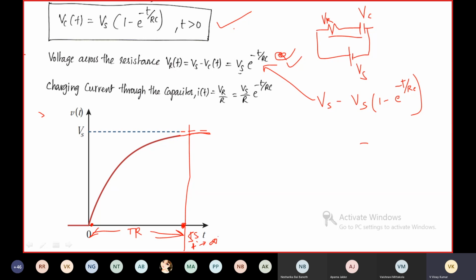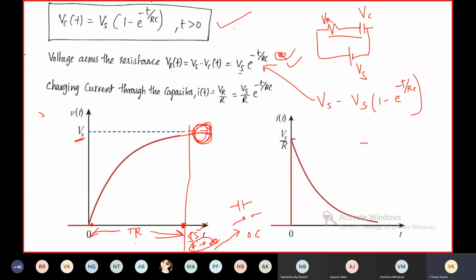Under steady state DC voltage, the capacitor acts as an open circuit when time approaches infinity. As it is acting as an open circuit, the voltage across the capacitor is directly equal to the applied voltage. So the complete response is composed of two parts: transient response and steady state response.